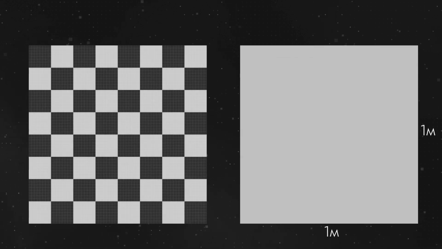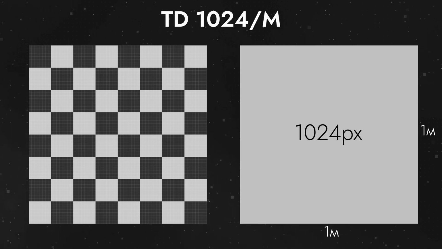So let's look at an example. In our project, we have a meter by meter plane, and a tileable texture for it. We choose a texel density of 1024 per meter for our entire project, which means that there will be 1024 pixels per meter of surface. So our task is to make sure that there are 1024 pixels on the plane. And the question is, how can we do this?